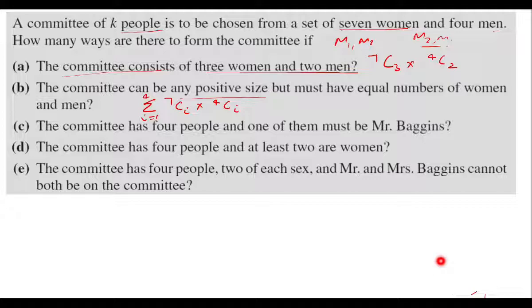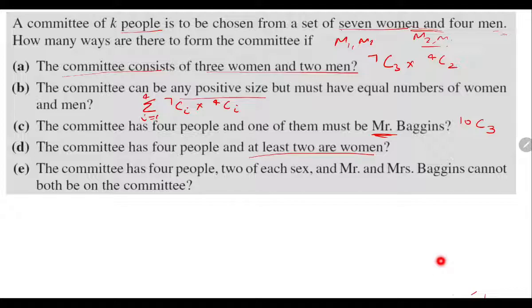The committee has 4 people and one of them is fixed, which is a male, Mr. so-and-so, who has been chosen. So now what needs to be done? We need 3 more people, but for these 3 people there is no restriction. They can be men, they can be women. So out of a total of 11 people, 10 are remaining, and out of 10, 3 need to be picked.